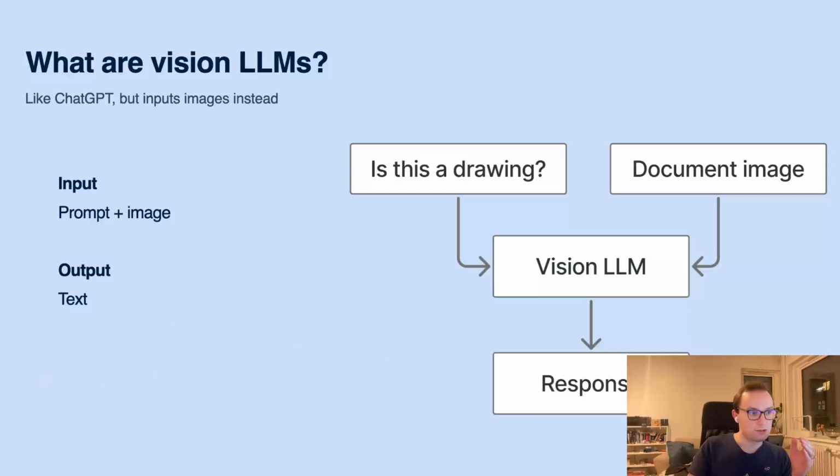And you can see that it says just response there. So what are vision LLMs? It's like ChatGPT, but you input images instead. So you take the prompt and an image. You can still ask a question, and then the output is a text. For example, is this a drawing? And then input an image of a document. You can feed it to a vision LLM, and it's going to give you a response in text.